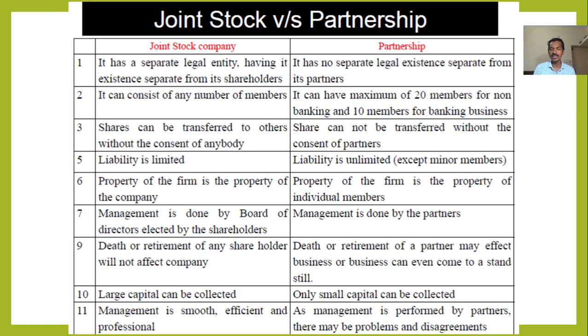And in joint stock company, liability is limited. Liability will be distributed among the shareholders. The number of shareholders is large, therefore liability is limited. But in partnership firm, liability is unlimited, except for the minor members. In case of any loss, that will be borne by the partnership.